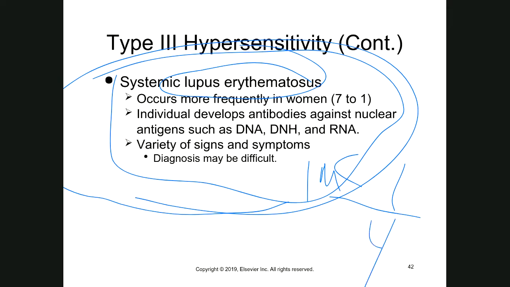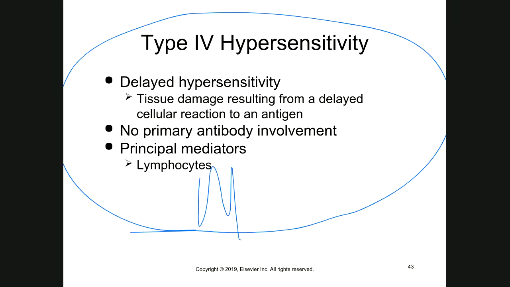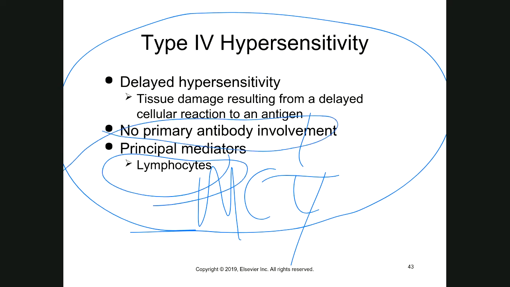Finally, we enter the type 4 hypersensitivities: tissue damage resulting from delayed cellular reaction to an antigen, no primary antibody involvement, principal mediator lymphocyte. Careful with that. There is a multiple choice related to this, and it's one of four. I like to switch the mediators. I like to say something else over here. Sometimes I even remove the "no" out of the way, and the people fell for it, meaning that anything over there can change the sense of that sentence. You need to be attentive and pay attention to every sentence over there.